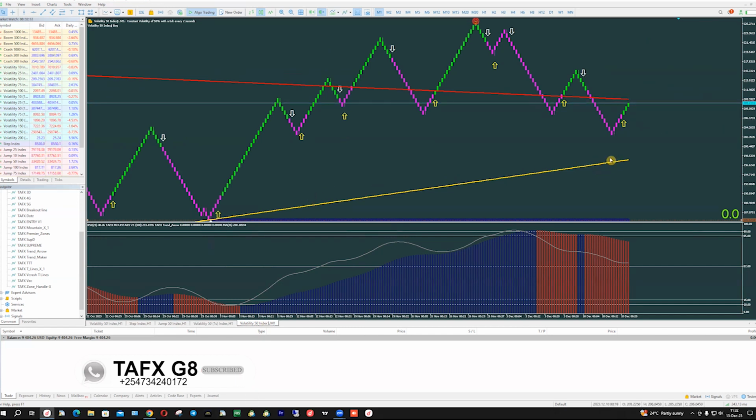So if it would have touched this trend line here, and we can see it's a bullish market, then here we would have bought twice, one for the candle and one for the entry point.